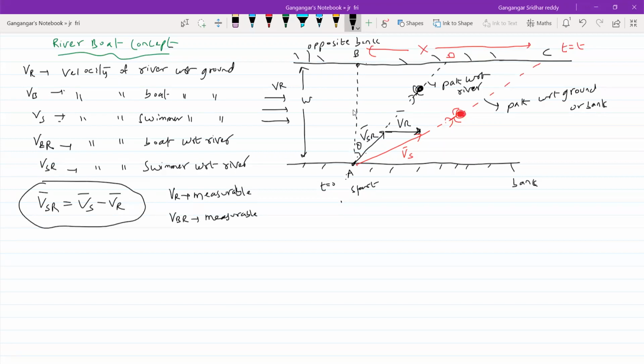A boatman, we'll call a boatman. What is the speed of your boat? What is the speed of the boat?